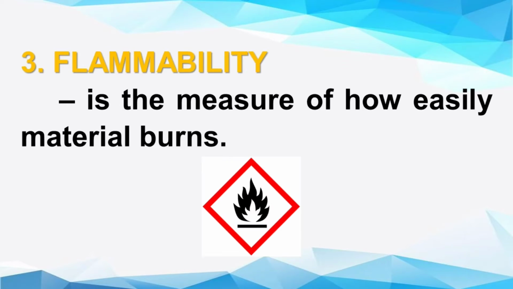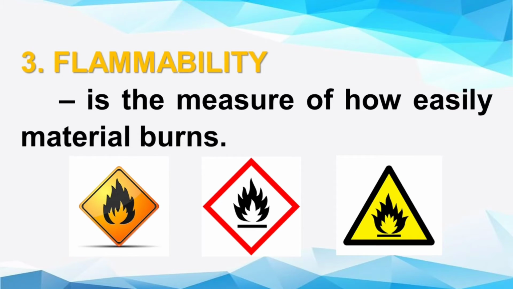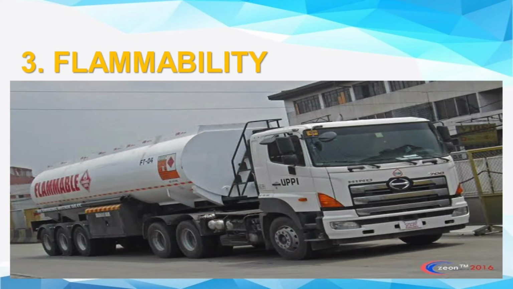Third property is the flammability. It is the measure of how easily material burns, and it is usually represented by this logo. But sometimes, they also use these two types of logo to indicate that a material is flammable. At saan siya madalas nakikita? Sa mga tangke ng gas o mga sasakyan na nagkakarga ng mga madaling masunog na mga bagay.